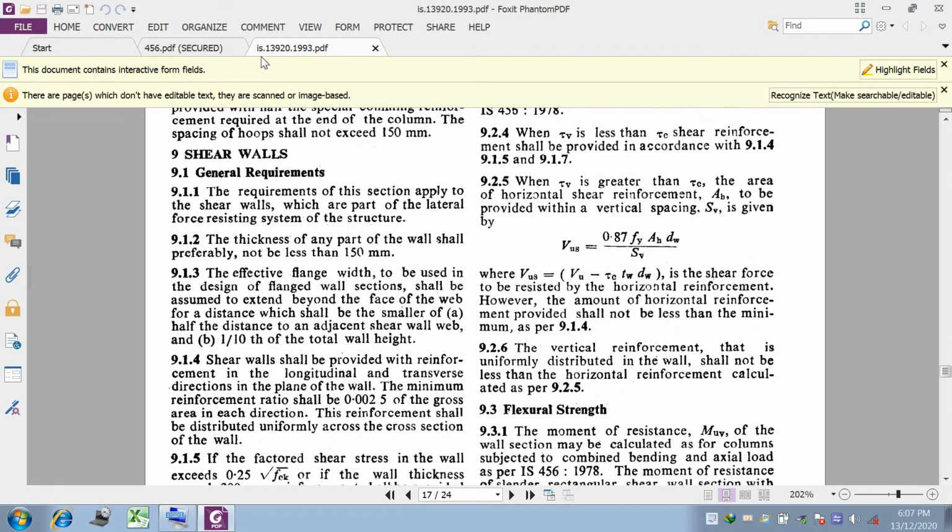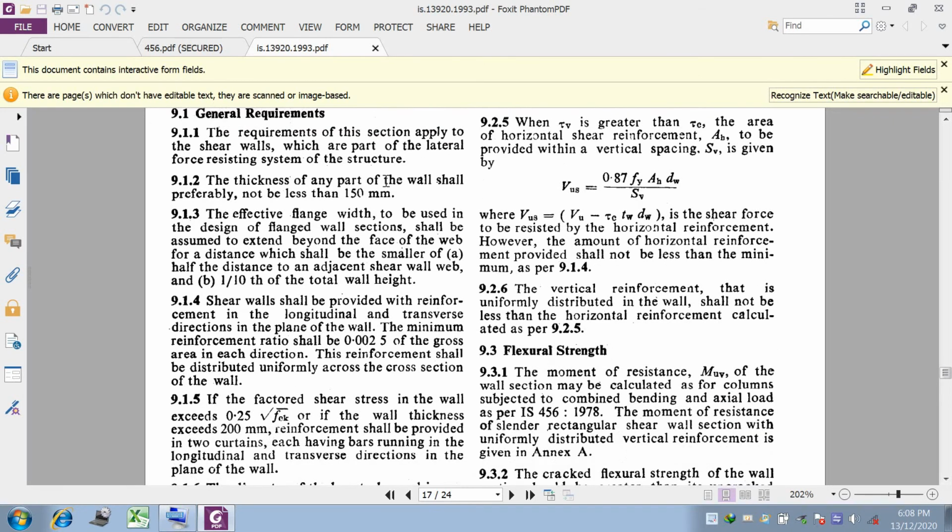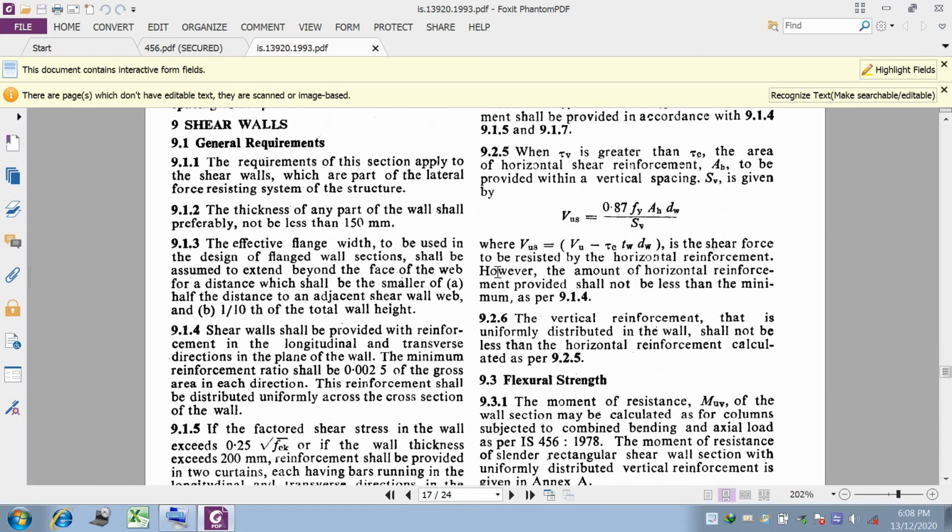As per IS 13920:1993, on page number 12, these are some of the requirements given. The requirements of the section apply to the shear wall, which is a part of a lateral force resisting system, and the thickness of any part of the wall shall preferably not be less than 150 mm. You must understand that the minimum wall thickness here is 150 mm, whereas in the case of IS 456 it was 100 mm. But if you are designing the wall as per ductile detailing, then you must provide at least 150 mm thickness in the wall.